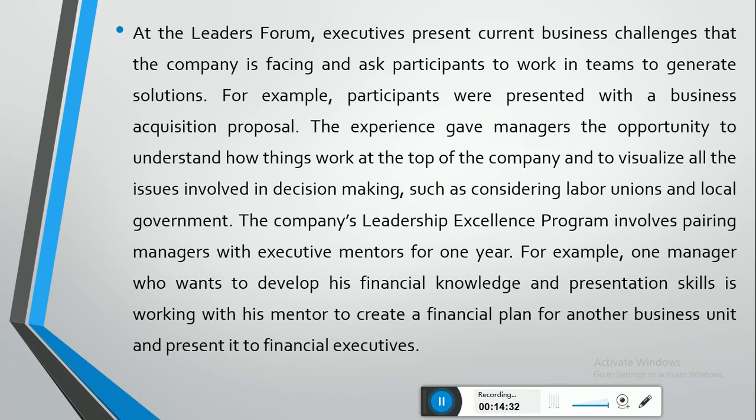At the leader forum, executives present current business challenges that the company is facing and ask participants to work in teams to generate solutions. That's very, very important. So imagine the leaders say to the executives and others, these are the challenges we are facing, please, what is your solution? Solution is very, very important.